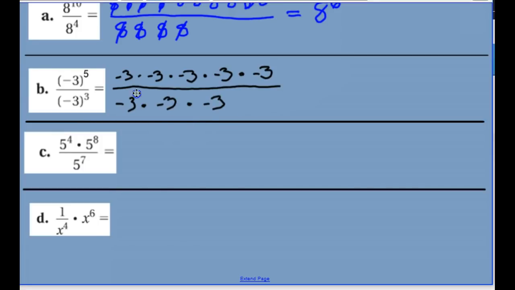So again, we're going to subtract them. We're going to take one off the top, then take one off the bottom, take one off the top, take one off the bottom, one on the top, one on the bottom. We're out of ones on the bottom, so what we're left with is 2 -3's. So our answer comes to -3 to the 2nd power, or -3 squared.